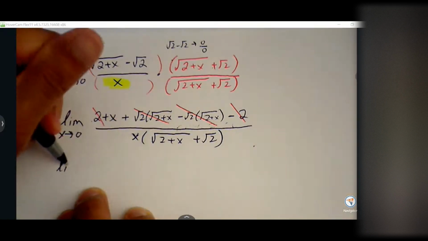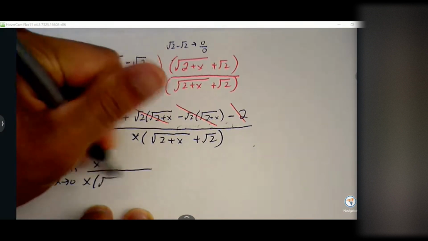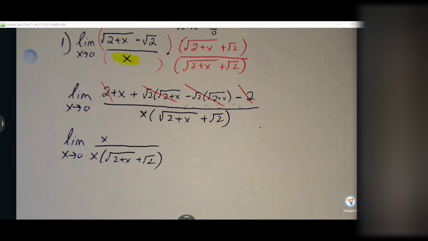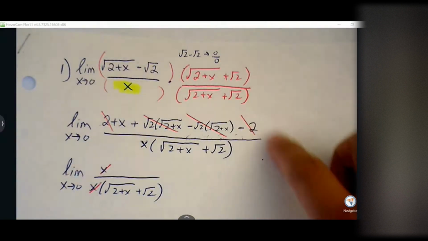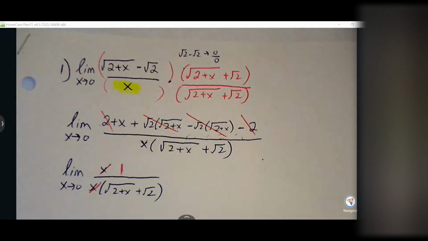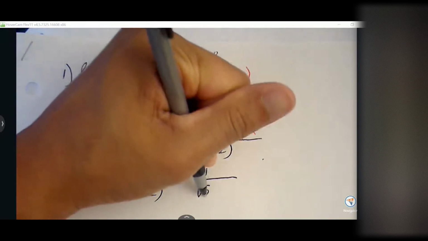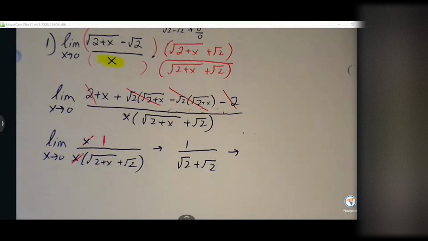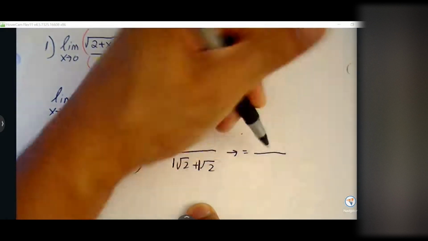Let me rewrite it. So we see the cause of the hole, which is the x and x. Remember, there's still a 1 left over in the numerator. Reevaluate 0 in for x. Now, root 2 plus root 2 doesn't equal 2, right? Think of it as this. This is 1 root 2 plus 1 root 2. That's equal to 2 root 2.